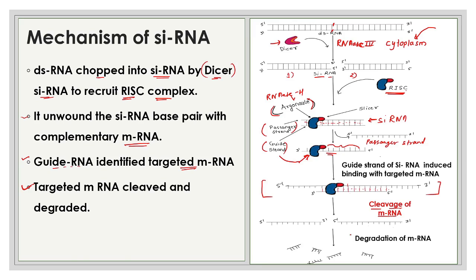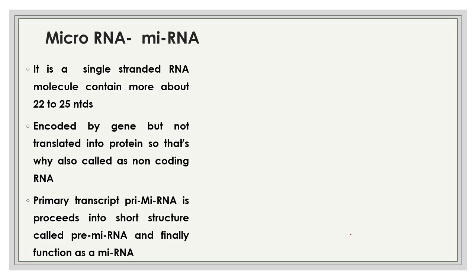Now come to the second RNA interference technology, that is microRNA, or miRNA technology. In miRNA, there is a single-stranded RNA molecule. It contains complementary sequences and forms a double-stranded structure. It is about 22 to 25 nucleotides long. The microRNA is encoded by a gene but not translated into proteins because it is a non-coding RNA. Next, the primary transcript is processed into a short structure called pre-miRNA and finally into functional miRNA.